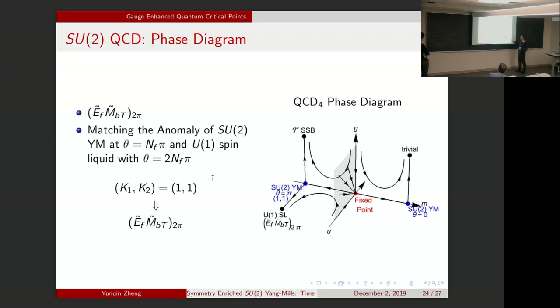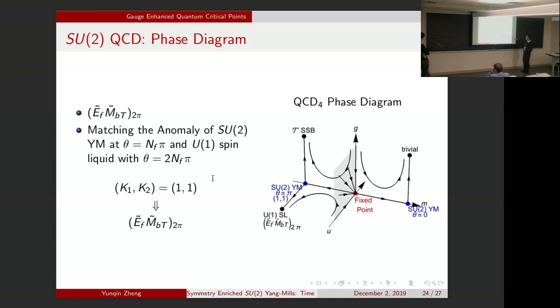And remember that here we only determined what K2 is for the SU2 Yang-Mills. And so what is K1? K1 is precisely determined by matching the anomaly between the UV and the IR. So we can work out the anomaly in the UV SU2 Yang-Mills as we did before. And we can also work out the SU2 anomaly of the U1 quantum spin liquid, which I have not shown in the slide, but we can eventually do so. Once we do the anomaly matching, it gives us this symmetry assignment.